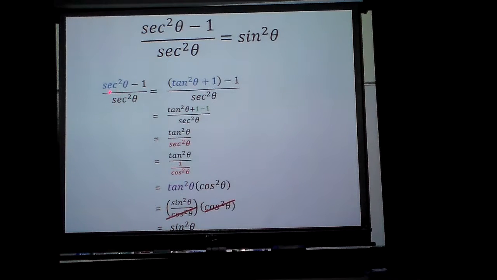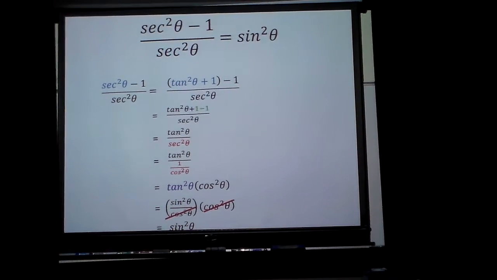But it started with changing this one to something I could work with, a tangent, and then I was able to basically convert things to sine and cosine. So what happened here, I just took a couple of steps to do it so we could show everything a little better. All right? But there's one example of how to work one like it.